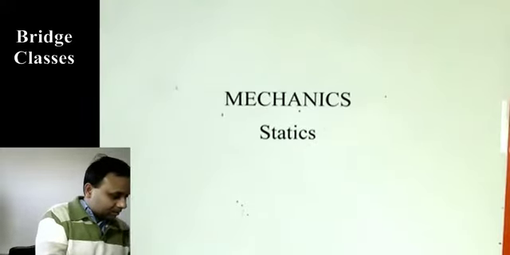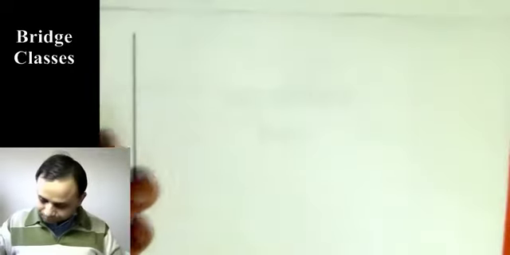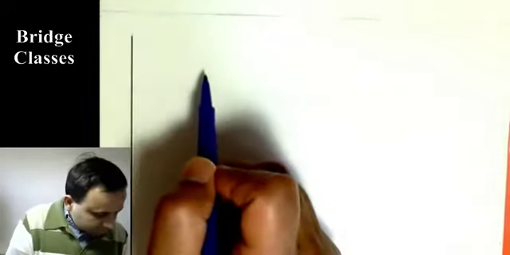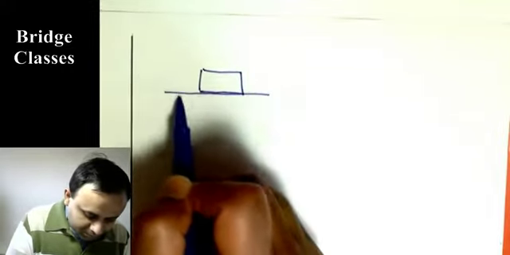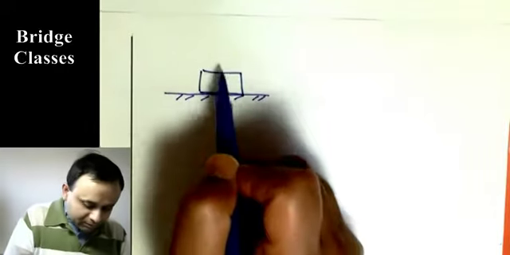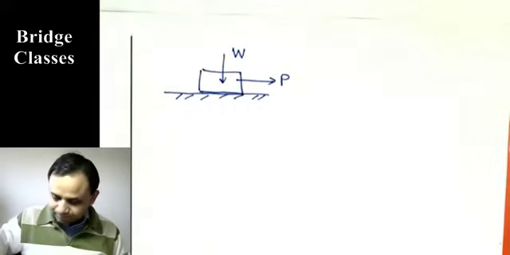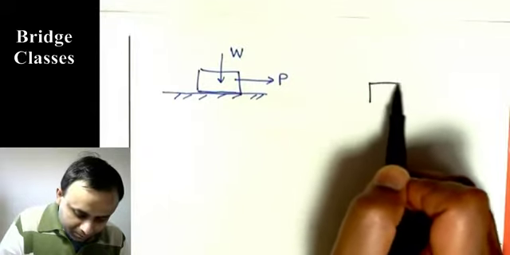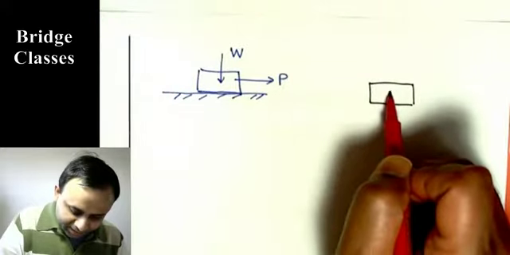Okay, now there is a slightly different idea I want to present. Now consider this body resting on a surface. Its weight is W and force applied is P. And I'm just drawing its free body diagram. Okay, weight will act through.